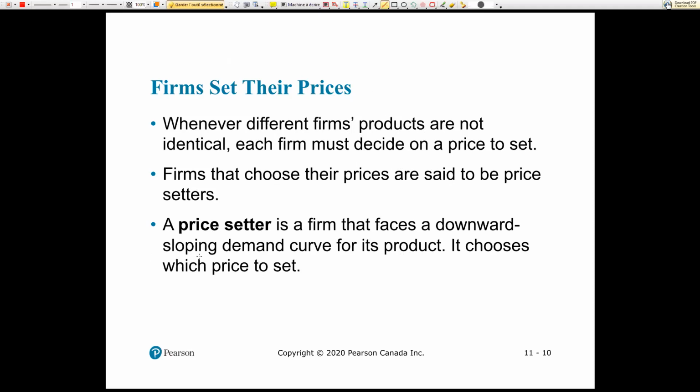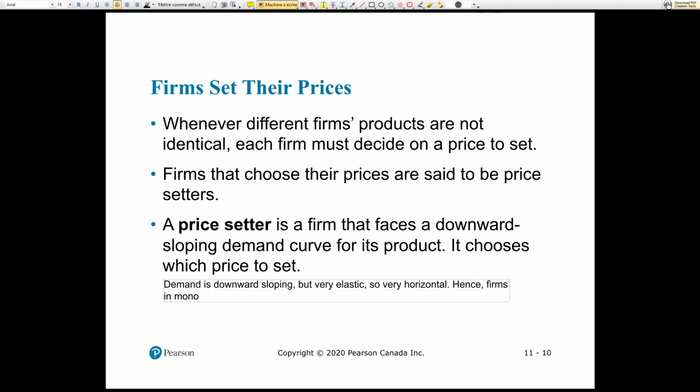So the demand is downward sloping, but very elastic, so very horizontal. Firms have little effective market power.